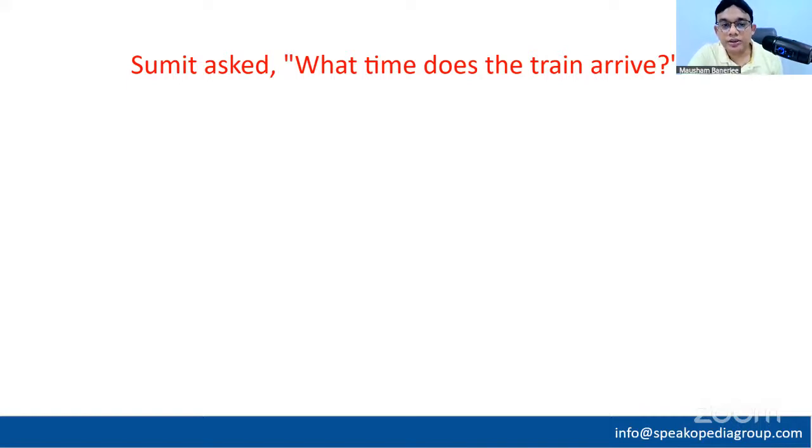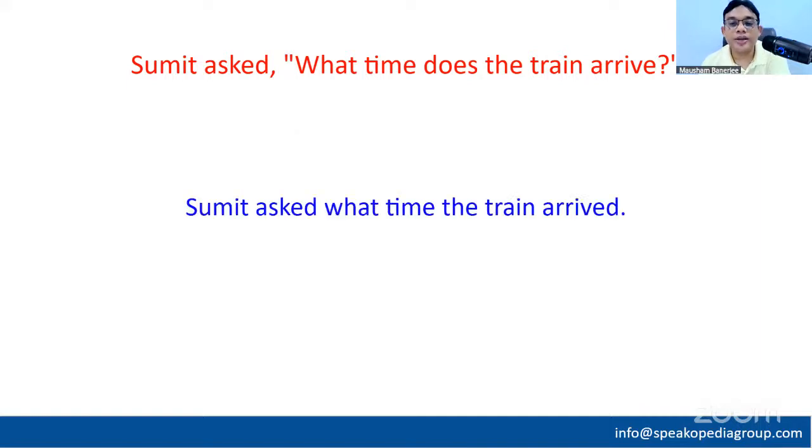So, this is pretty easy. It's a question. Sumit asked, what time does the train arrive? How will you do that? Let's look at the answer now. In indirect speech, the sentence will be like this: Sumit asked what time the train arrived. See, slight change in indirect speech. The direct speech is Sumit asked, what time does the train arrive? In indirect, it is Sumit asked what time the train arrived. That's it. Got it?